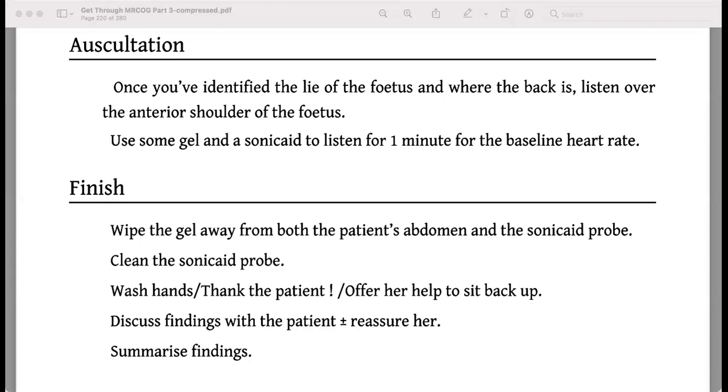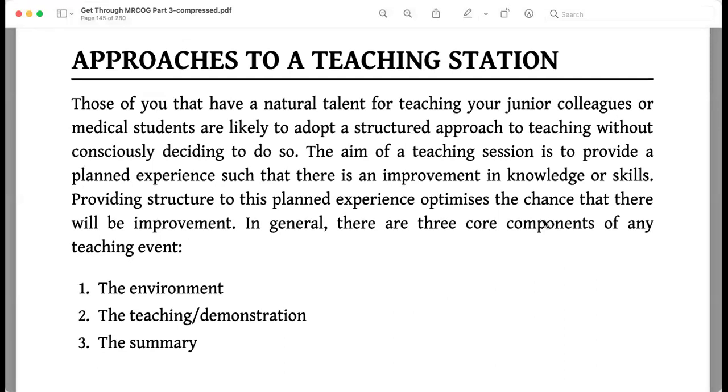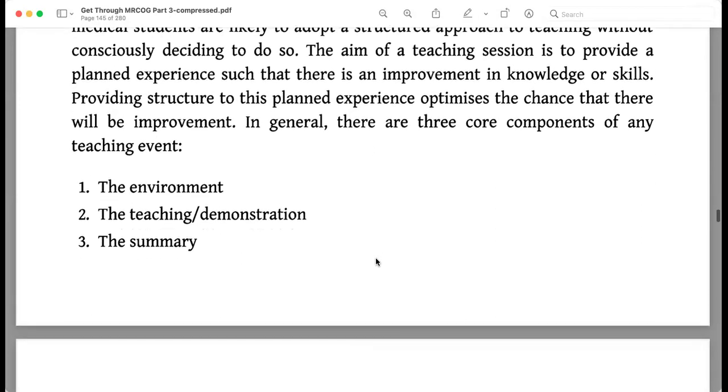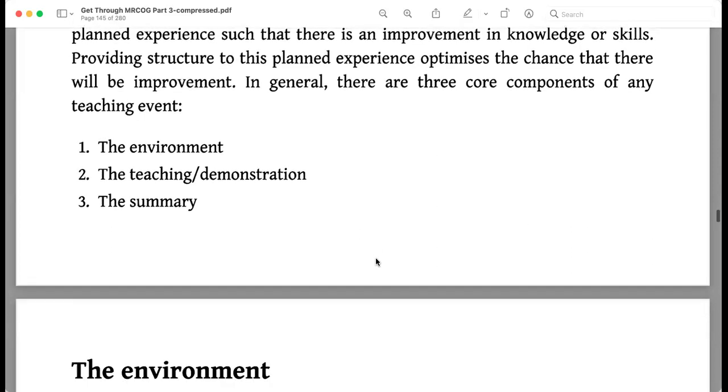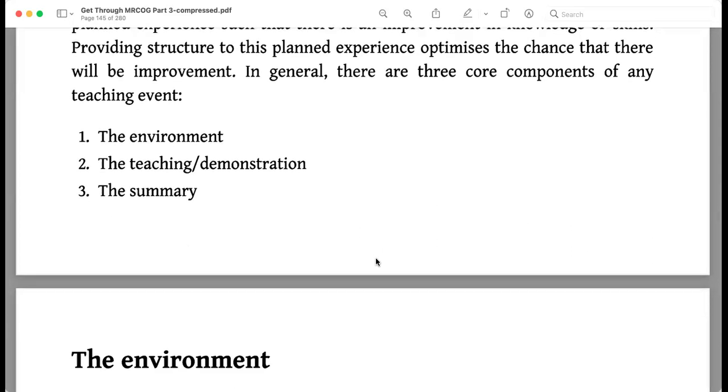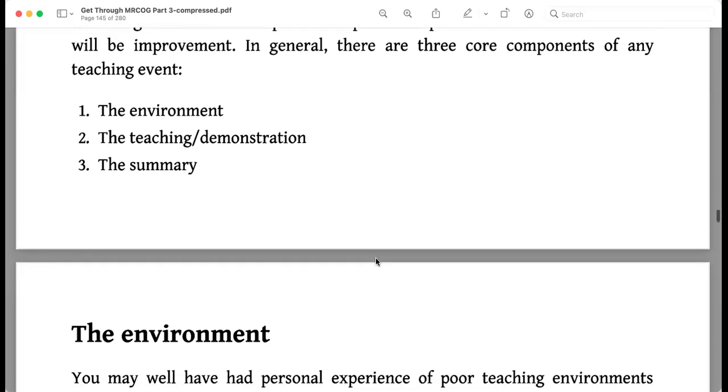And you should practice some different styles of teaching, okay? So here I will review with you, my friends, the approach to the teaching station. There are 3 core components of any teaching event: the environment, the teaching or demonstration, and the summary.